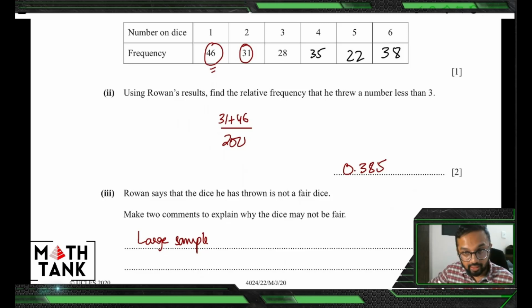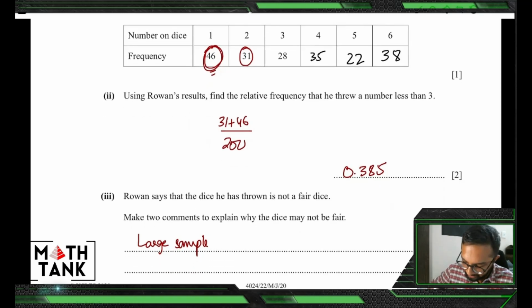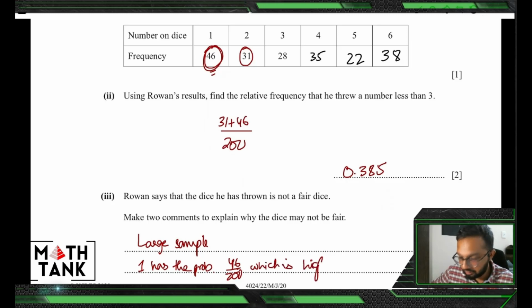One is that it's a large sample. The other thing that I see is that 1 has a very high probability. 1 has the probability 46 over 200, which is higher than 1/6. Or you could also say that this lowest number 5 has the lowest probability, so this die is biased sort of more towards 1 than towards 5. The others seem to be relatively equal, but again there is 3 which has another probability.